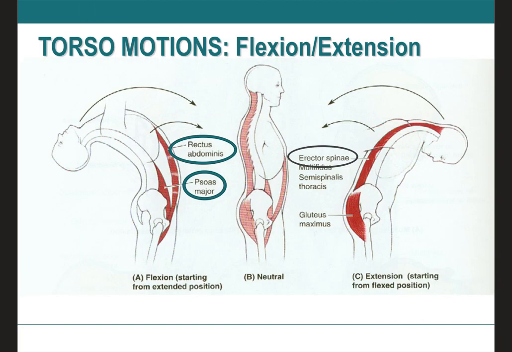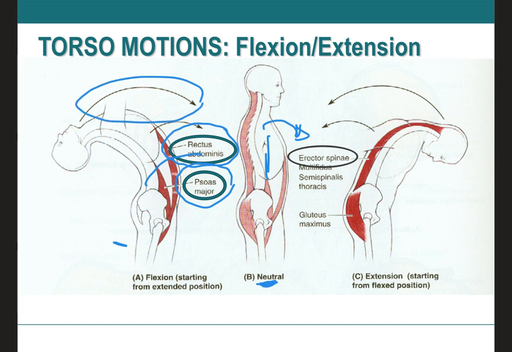With regards to function, neutral is going to be your anatomical position. If you are in this position over here and you want to go back to anatomical position, or if you're in this position and you're bending down also, or bowing, you're going to have the function of the rectus abdominis and the psoas major. They will pull in this direction, as we can see over here, and therefore they will decrease this angle over here of the torso.